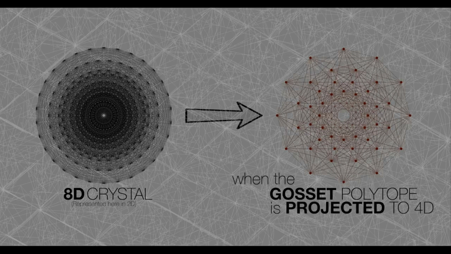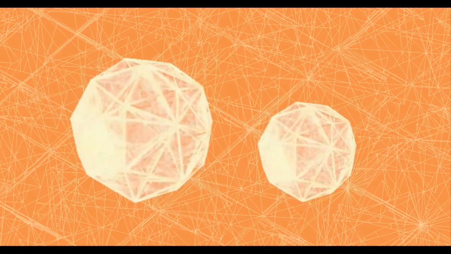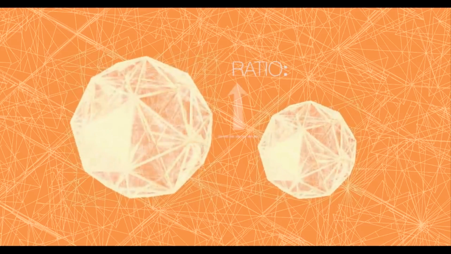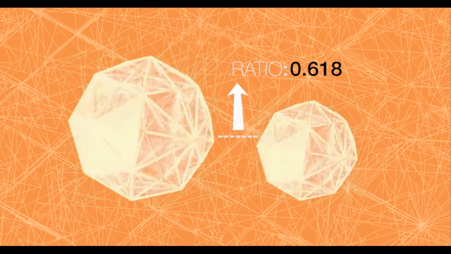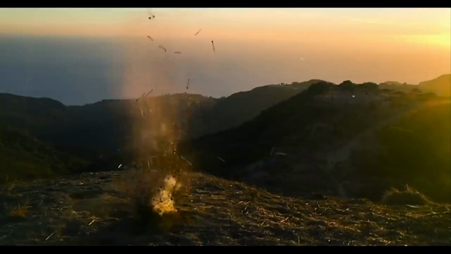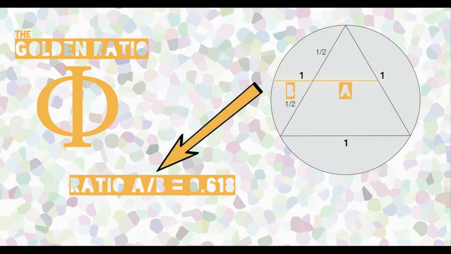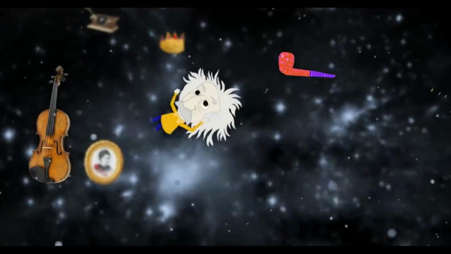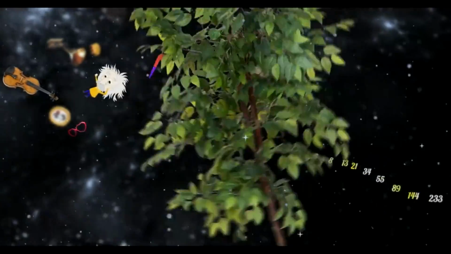When the Gaussian polytope is projected to 4D, it becomes two identical shapes of different sizes. The ratio of their sizes is a unique number, 0.618, also known as the golden ratio. The golden ratio may be the fundamental constant of nature. It is a ratio that is fundamental to circumscribed equilateral triangles, and it's weirdly ubiquitous in the universe, appearing everywhere from the quantum to celestial scales.